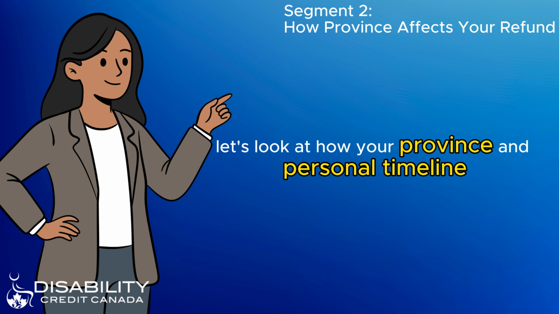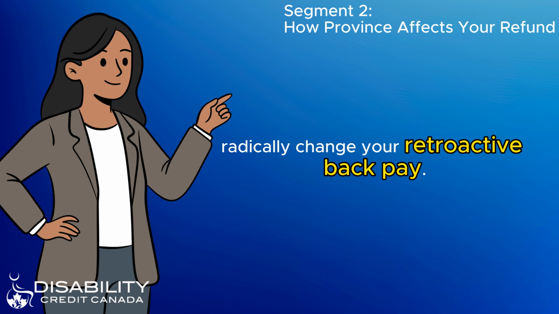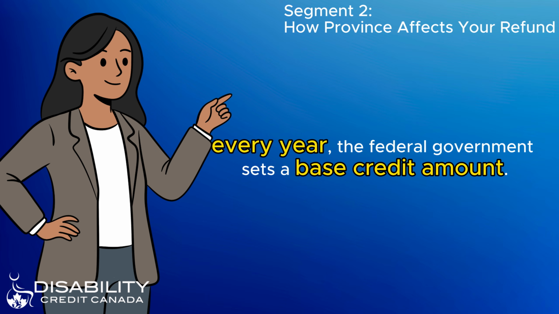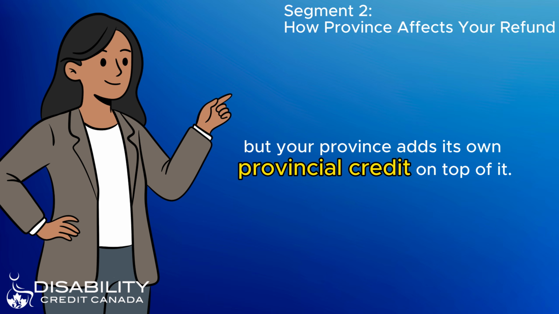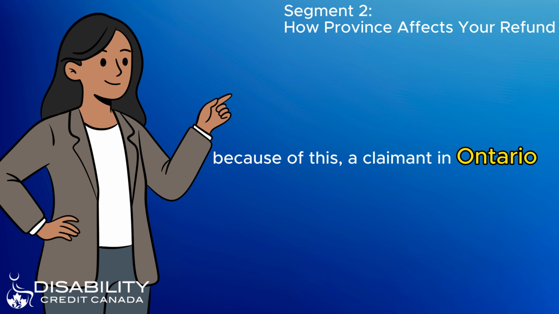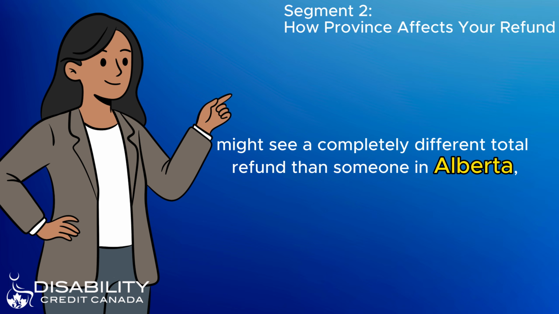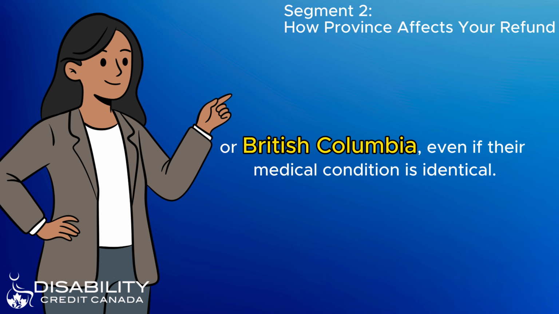Let's look at how your province and personal timeline radically change your retroactive back pay. Every year, the federal government sets a base credit amount, but your province adds its own provincial credit on top of it. Because of this, a claimant in Ontario might see a completely different total refund than someone in Alberta or British Columbia, even if their medical condition is identical.